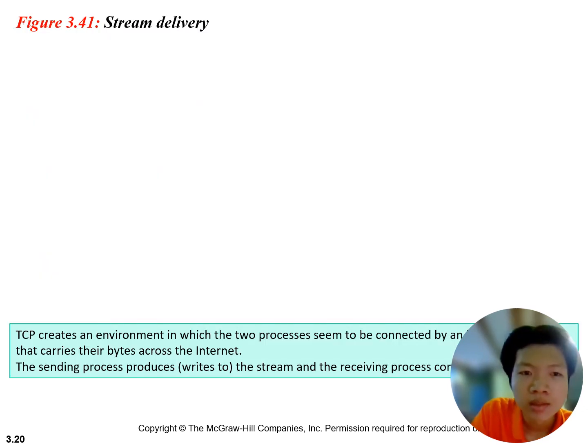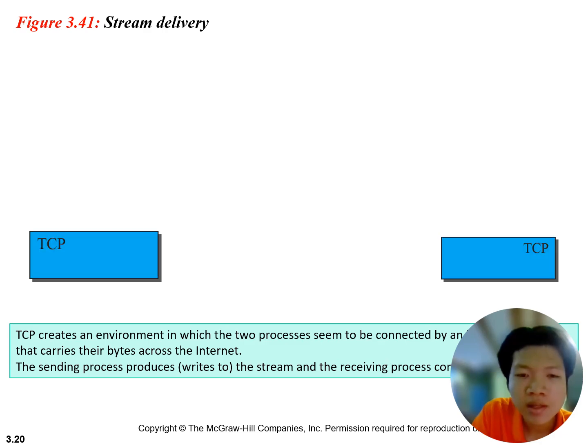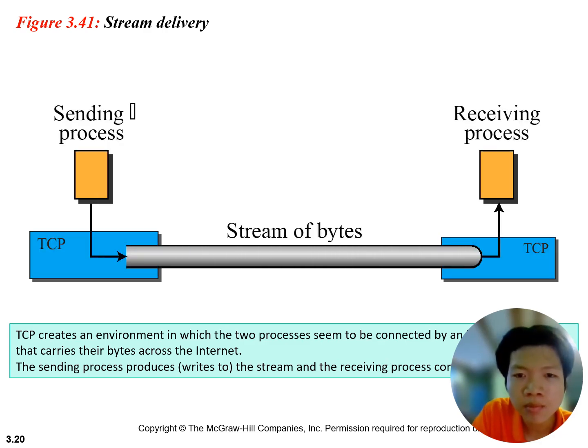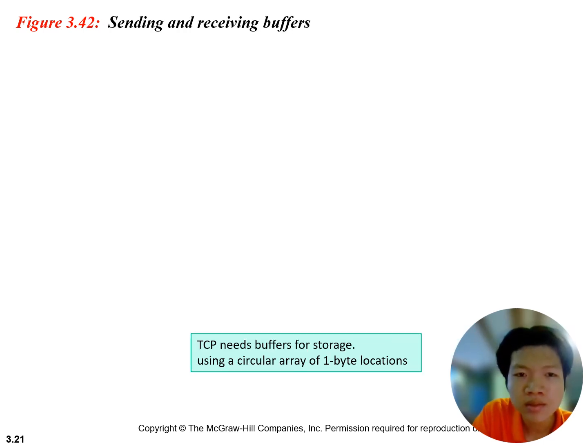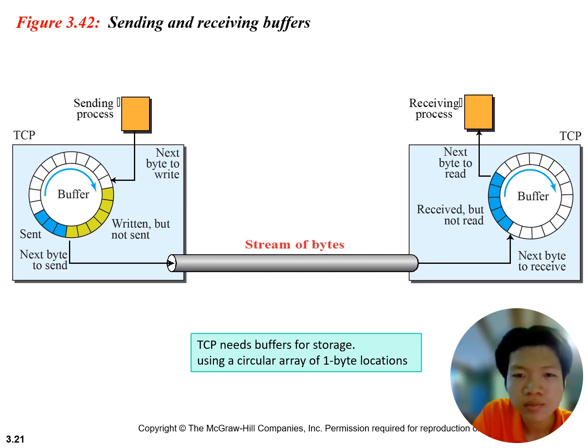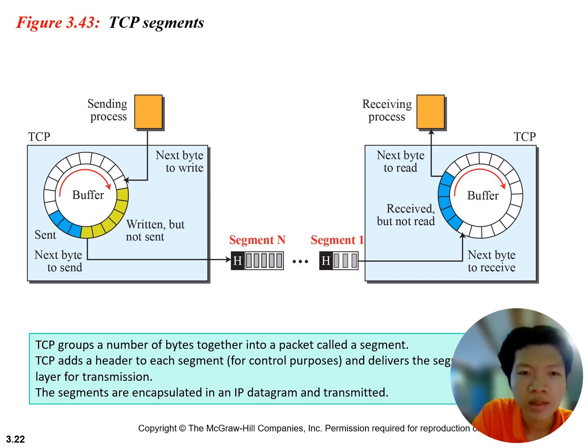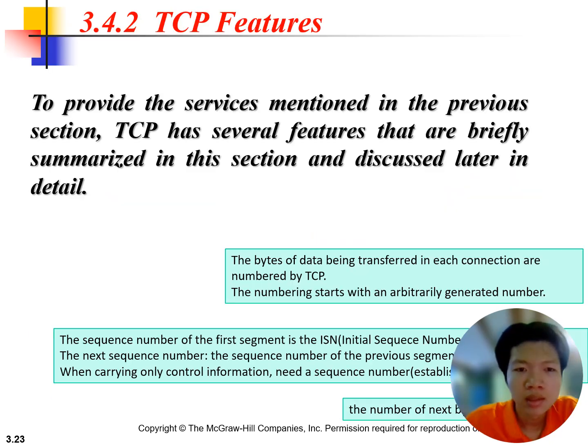Okay, this is a figure of stream delivery. The TCP sending process sends a stream of bytes to the receiving process. This is a figure of the sending and receiving buffers, and this is TCP segments. To provide the services mentioned in the previous section, TCP has several features that are briefly summarized in this section and discussed later in detail.